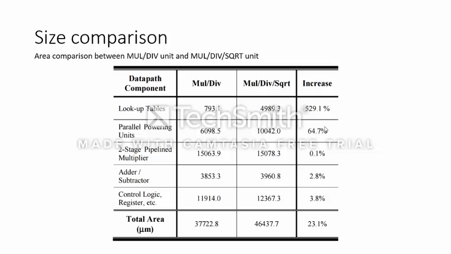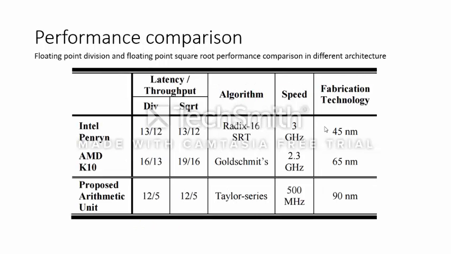When you compare the size of the present arithmetic unit and the proposed arithmetic unit, the new arithmetic unit with the square root implementation has an area increase of 23.1% total. And when you compare the performance, the present Intel Penryn or the K10 compared to the proposed arithmetic unit is slower, or the proposed arithmetic unit is faster in execution, with a lower clock rate of 500 MHz.